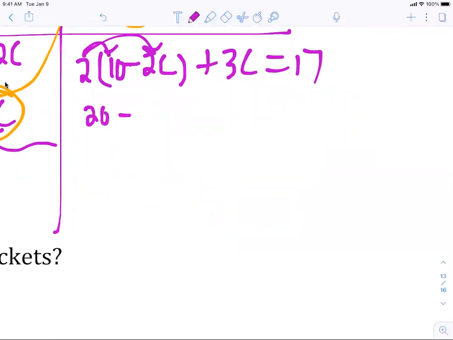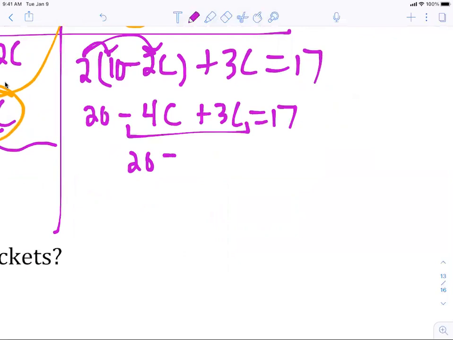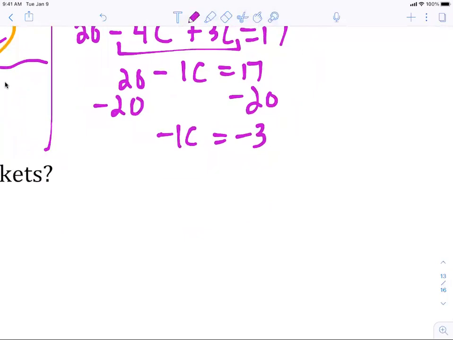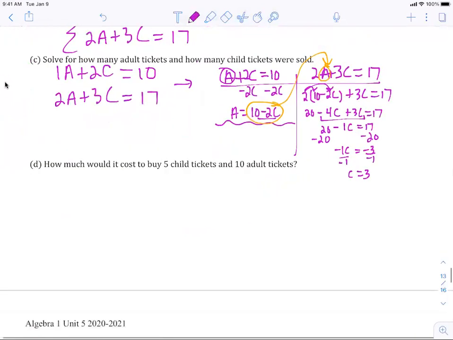2 times 10 is going to be 20. 2 times negative 2C is going to be negative 4C. We're going to bring everything else down. Then we're going to go ahead and combine our like terms. Subtract 20 to the other side. And last but not least, we're now going to divide this by negative 1. And you know C is going to be equal to 3.